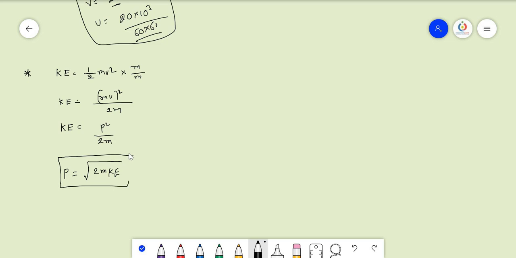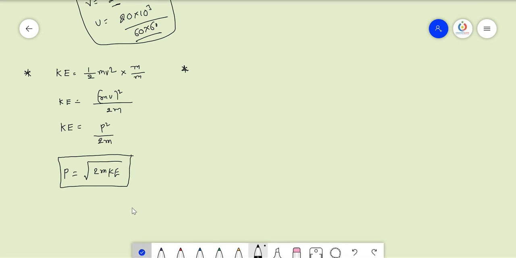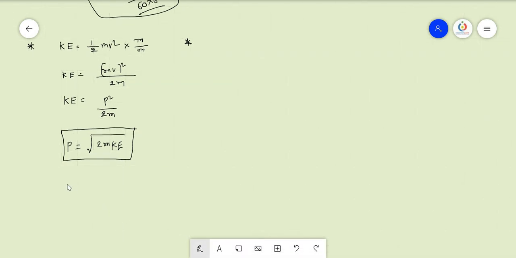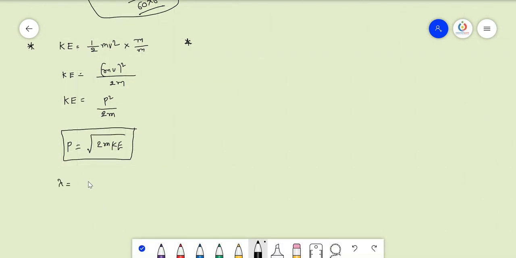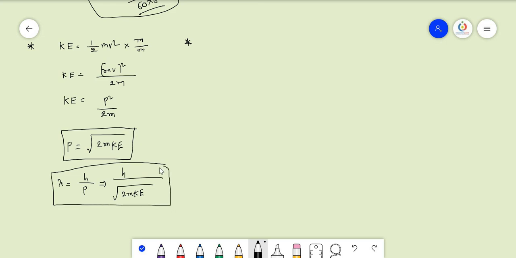So this is one of the useful formulas while calculating the momentum of a particle when it has certain kinetic energy and mass. A similar thing can be done when you apply this to de Broglie's concept. Then lambda equals, we know, h by p. In the place of p, you can substitute this. Then we get h upon root 2m KE. So straight away we can get the lambda value by substituting these values.